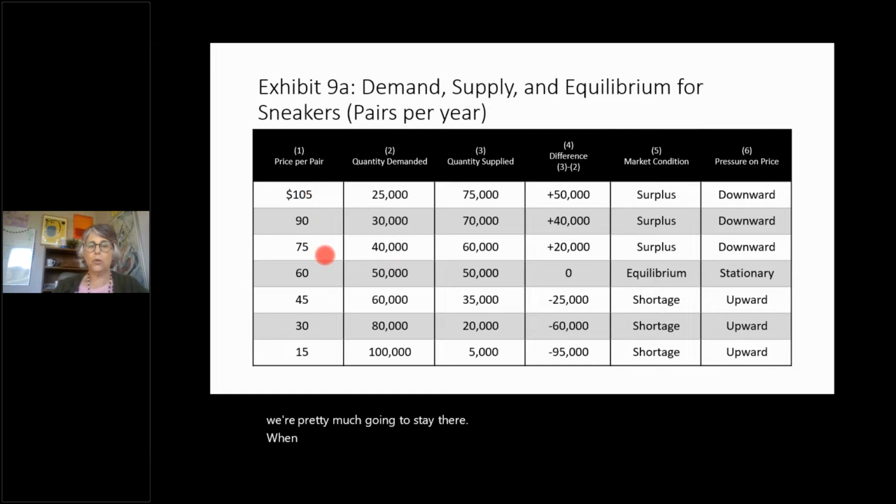When the price was too high, above the equilibrium price, we had a surplus. When you have a surplus, there's pressure on prices to fall. Down here, the price was below equilibrium. You had a shortage, and that's going to put upward pressure on prices.